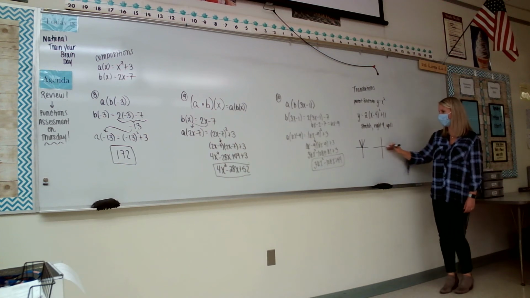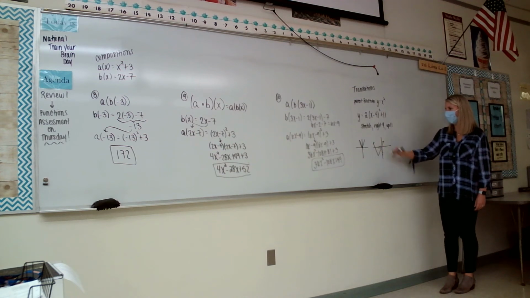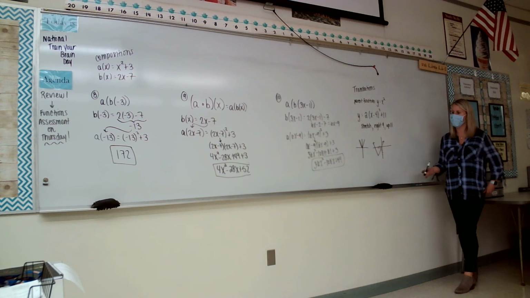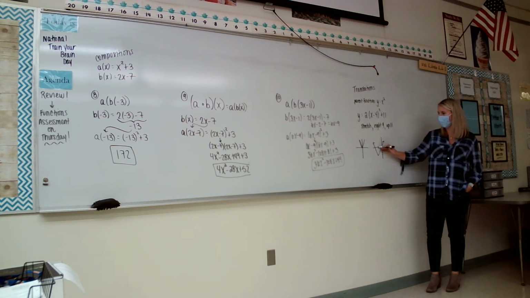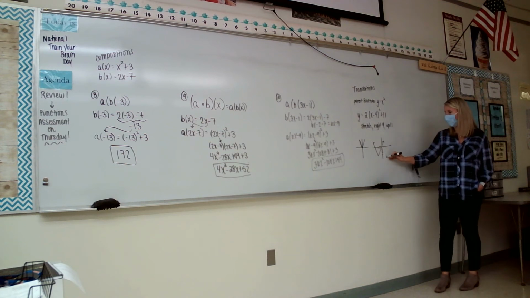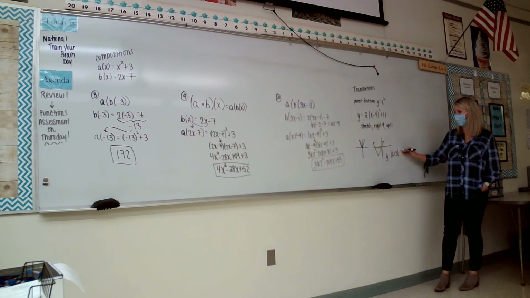And then it might move it like this. Basically, if you ever have something like that, you're just looking at the vertex. Did I move it up, down, right, left? I moved it to the left 3 and down 4. So I would write that like that.